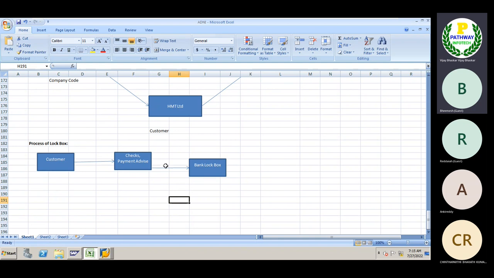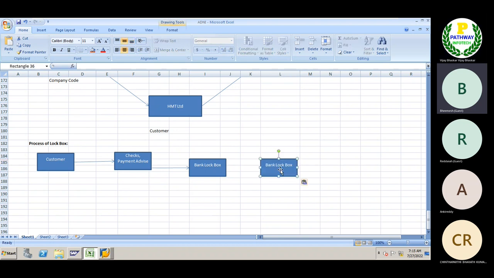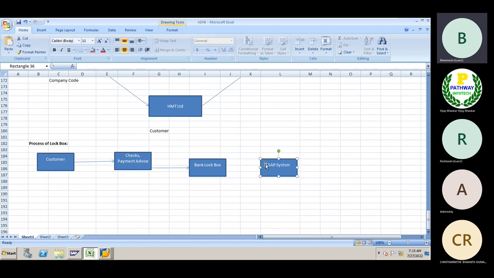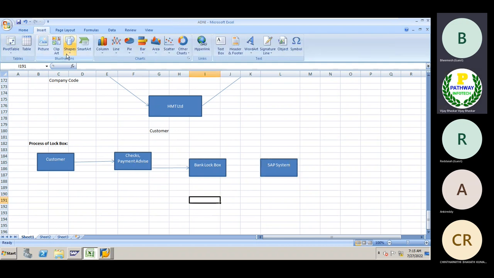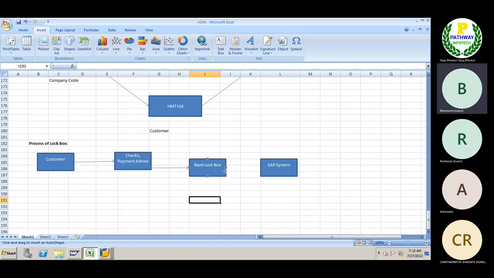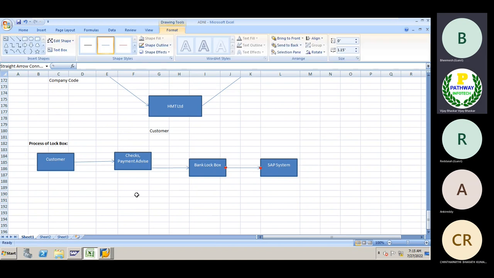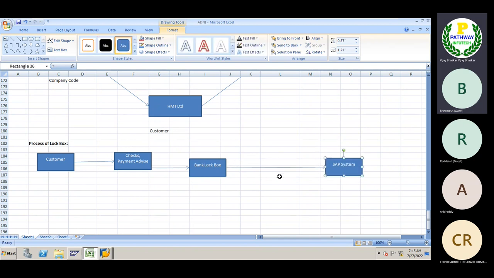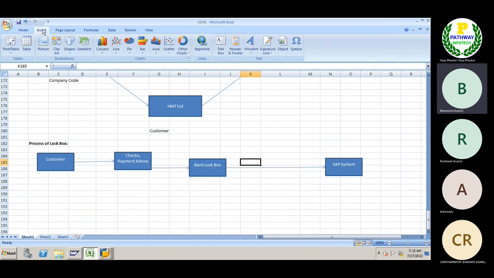Now the lockbox file format I will mention here. We have seen the lockbox, then the file will be sent to the SAP system, then the file will get processed in the system. This is a complete process, and the file format here is the BAI2 file format, I'll mention here.